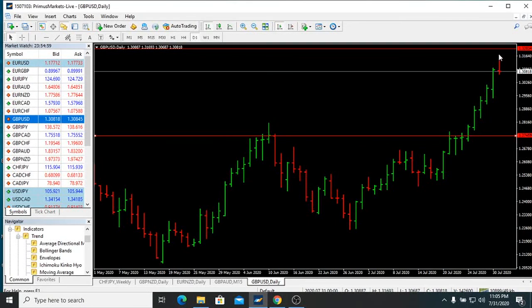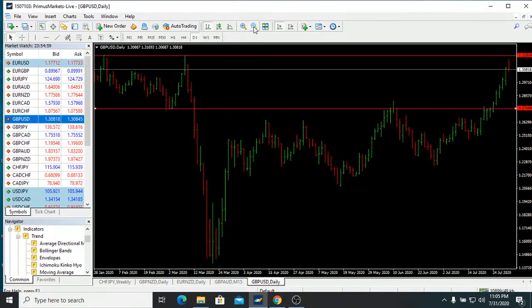Now, our next target, which is up here, has almost been reached, right? We are almost there. Yes, we are almost there. Now, what do we expect? Now that it has broken through this, we are expecting it to go and touch this one and reverse back to come and test this line here, which is now going to be our support.